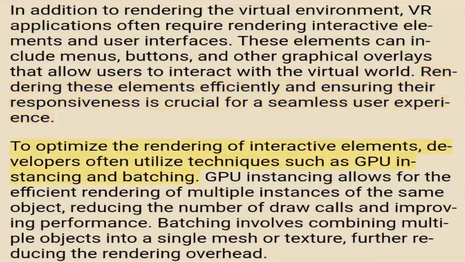To optimize the rendering of interactive elements, developers often utilize techniques such as GPU instancing and batching. GPU instancing allows for the efficient rendering of multiple instances of the same object, reducing the number of draw calls and improving performance. Batching involves combining multiple objects into a single mesh or texture, further reducing the rendering overhead.